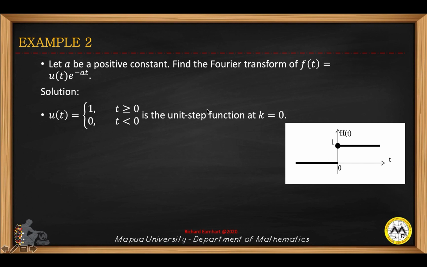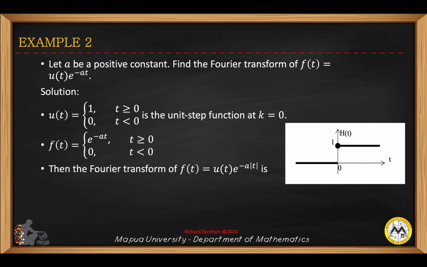When you simplify, this is the unit step function. If you multiply by e to the negative a t, we get the following: e to the negative a t for t greater than or equal to 0, and 0 for t less than 0. So the Fourier transform of u of t times e to the negative a t is equal to 1 over square root of 2 pi, integral from negative infinity to infinity of f of t e to the negative i omega t dt.